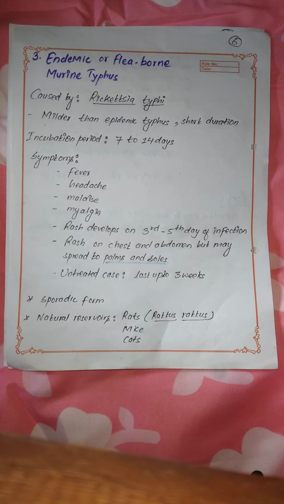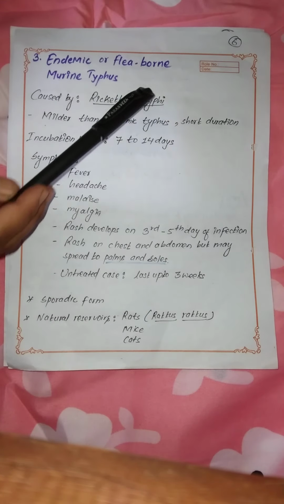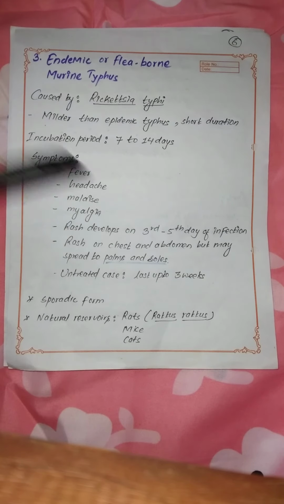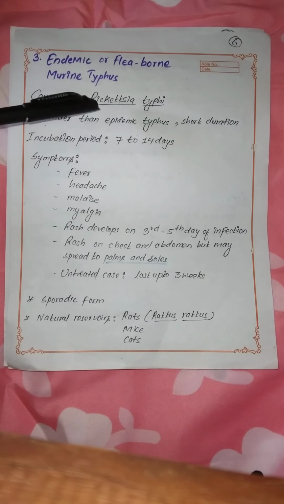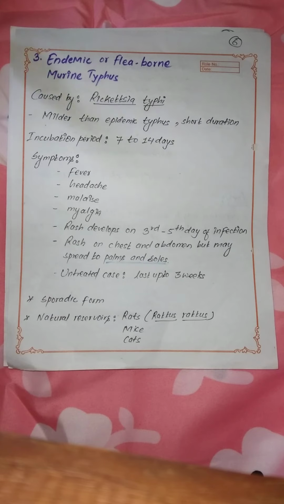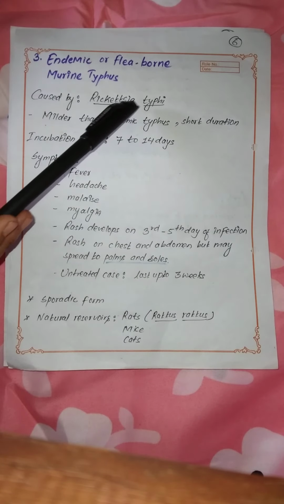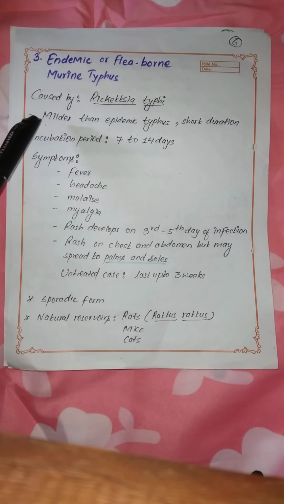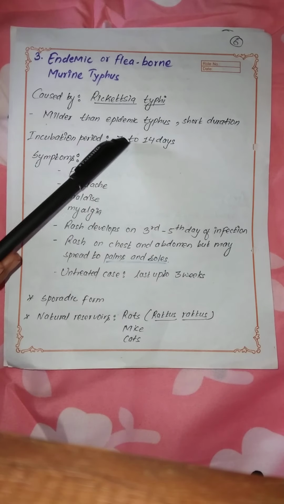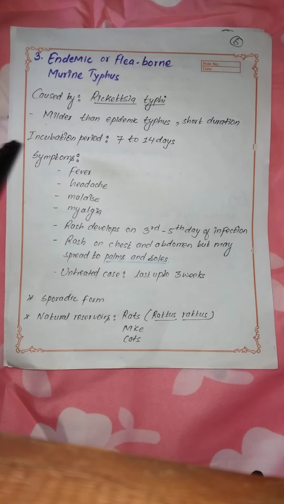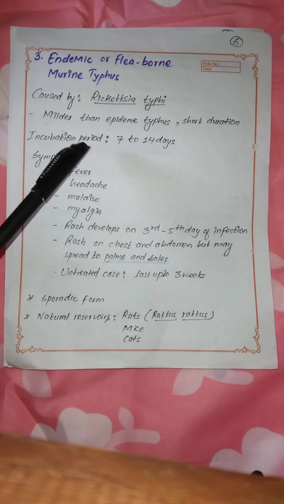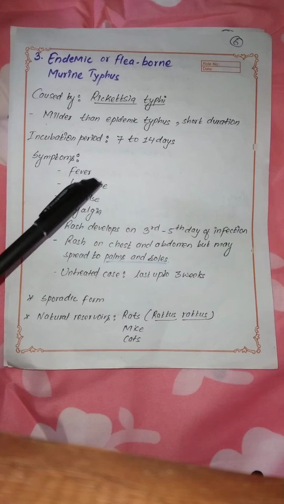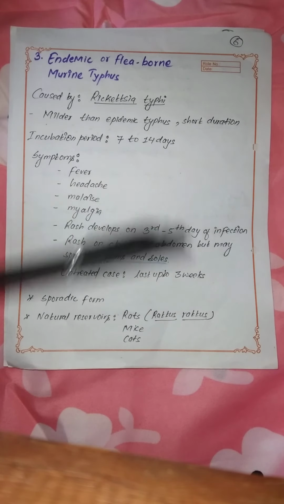Now our third one is endemic or flea-borne murine typhus. As the name suggests, flea-borne means it will be transmitted by the flea. It is caused by Rickettsia typhi. Compared with the previous one, it was caused by Rickettsia prowazekii, but this is caused by Rickettsia typhi. It is milder than epidemic typhus and it has a short duration. And incubation period is, in the previous one, average 8 days, but in this case it is 7 to 14 days, remember here.